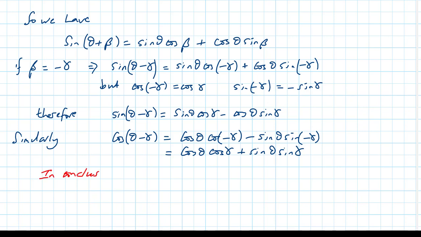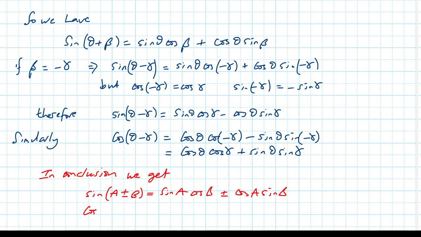So, in conclusion, we get some general results. We can say that the sine of A plus or minus B is equal to the sine of A cos of B plus or minus the cos of A sine of B, or the cos of A plus or minus B is equal to the cos of A times cos of B minus or plus the sine of A sine of B. Notice how those signs are a different way round in the second example, so that's quite important to follow.